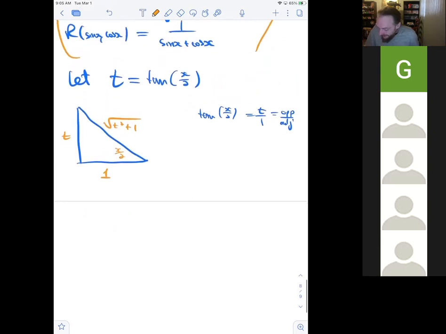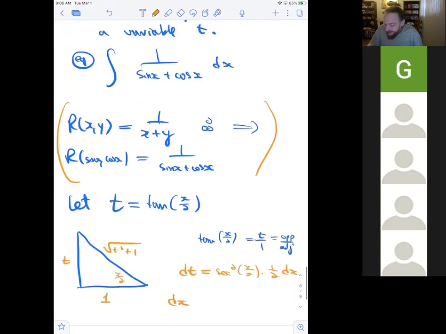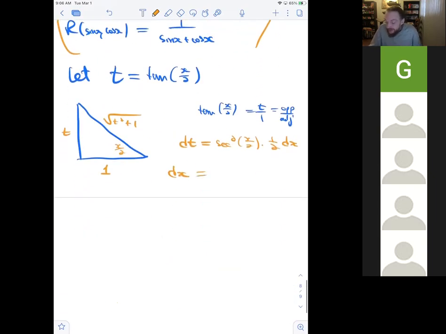So if we have this, first of all, we have dt is equal to secant squared x over 2 times 1/2 by the chain rule. And so that says dx, the thing that we have and we're trying to get rid of. We have a dx in our integral and we need to get rid of it. So that is going to say that this is 2 cos squared x over 2 dt.